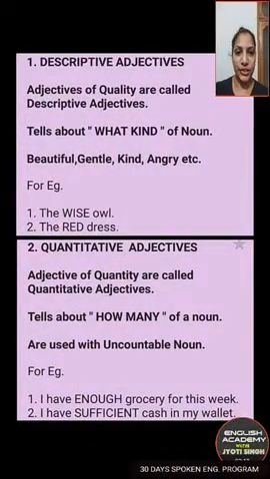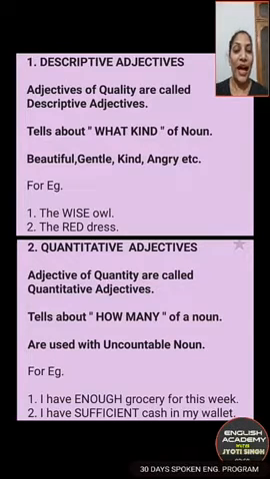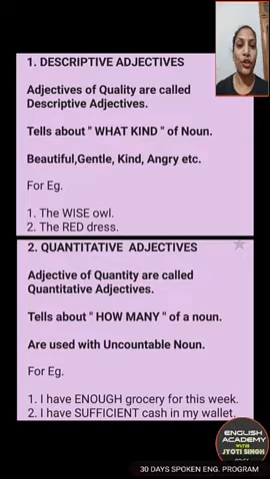Quantitative adjectives. Quantitative adjectives tell you about the quantity of a noun or a pronoun. They tell about how many and are mostly used with uncountable nouns. Let's understand this with an example. I have enough grocery for this week. Here, grocery is an uncountable noun and enough is describing the quantity of this grocery. So it means I cannot count that, but I am sure that I have got enough grocery for this week.